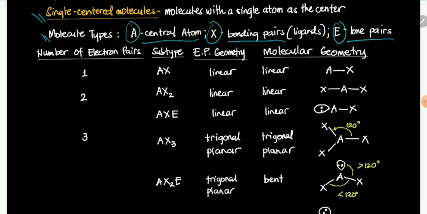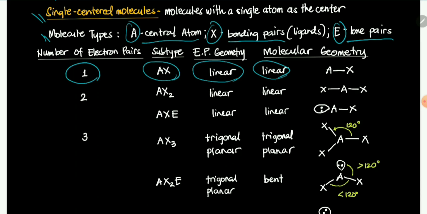Okay? So start tayo sa isang electron pair lang. So yung molecule niyo, isa lang ang electron pair. So kapag ang subtype niya ay AX, ibig sabihin may isa siyang central atom at isang ligand. So may isa siyang bonding pair. So the electron pair geometry should be linear and the molecular geometry is also linear.